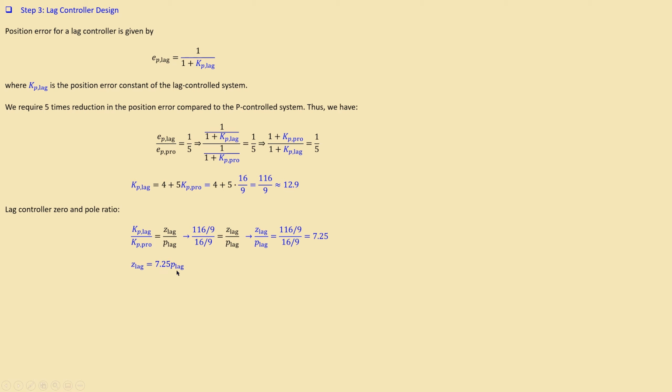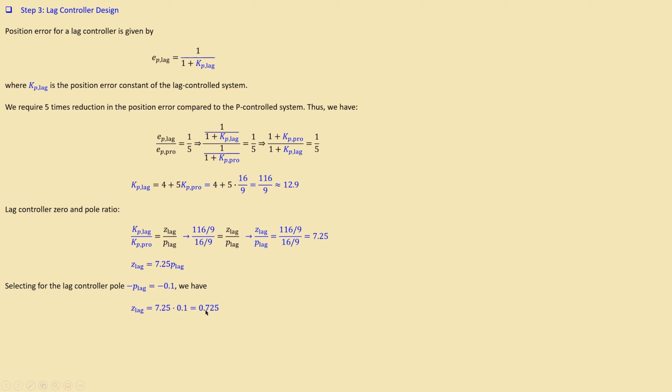That means in this case you already know that the P lag, the lag controller pole, will be closer to the vertical axis than the zero of the lag controller. If you select a value for the lag controller pole, for example 0.1, so minus P lag is minus 0.1, then you will have the Z lag of 0.725. That will be the lag controller zero. You might ask why I take 0.1 and not a different value. Of course you can take 1, maybe 0.5, maybe 10, maybe a large number.